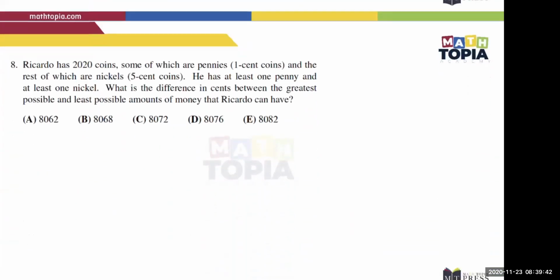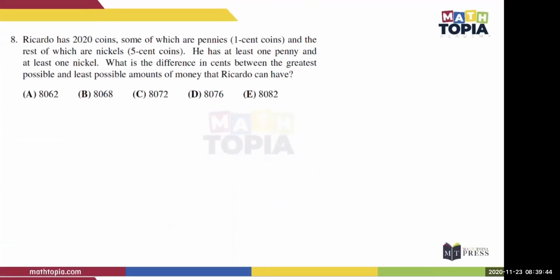Now, problem 8. Ricardo has 2020 coins, some of which are pennies, 1-cent coins, and the rest are nickels, 5-cent coins. He has at least 1 penny and at least 1 nickel. What is the difference in cents between the greatest amount and the least possible amount of money Ricardo could have?